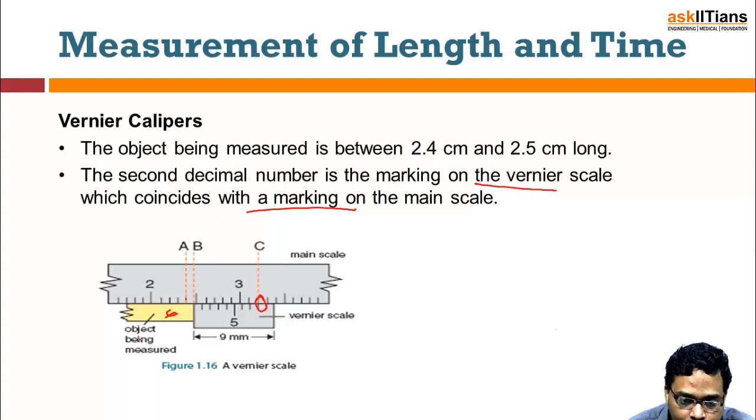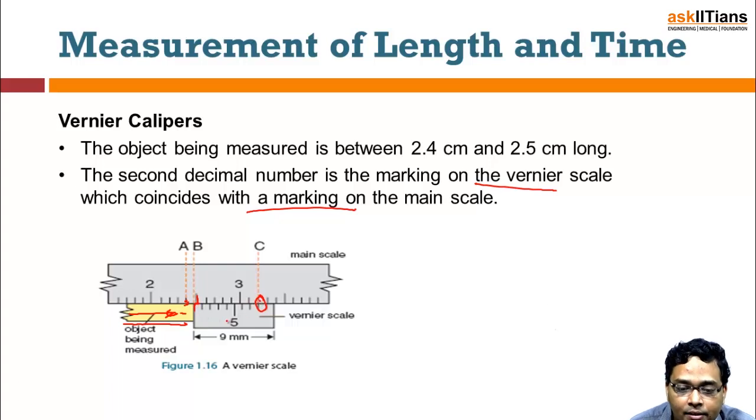How do we know that? This is the starting point up to which it has been placed, and this is 2.5, this is 2.4. So the object length lies between 2.4 and 2.5, because obviously you have put the object till this particular point. This is the thickness of the object that we are referring to. The starting point of the vernier is between 2.4 and 2.5. And what is the coinciding reading?